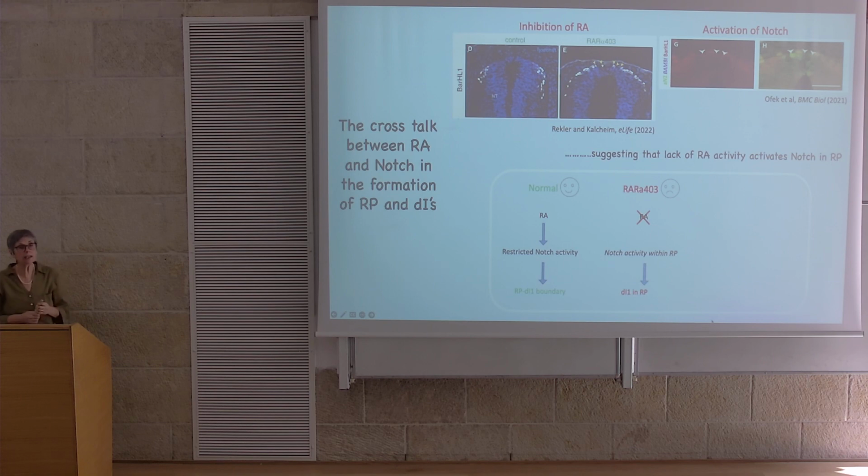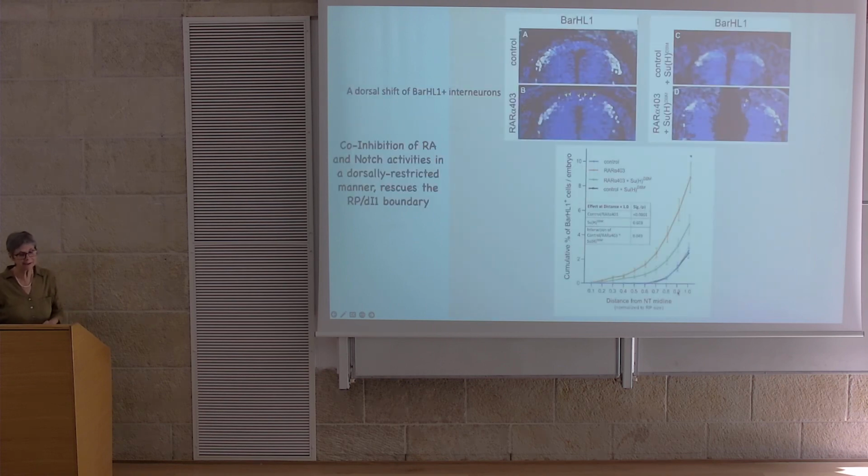So how can we prove or ask whether retinoic acid and notch pathways interact with each other? Basically what you do is a rescue experiment. You inhibit retinoic acid, but you also inhibit notch activity, and then you are expected to at least rescue partially the boundary between DI1 and the roof plate. If you are with me, this is the last slide.